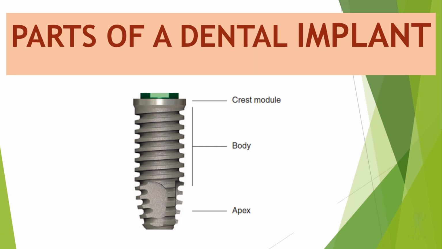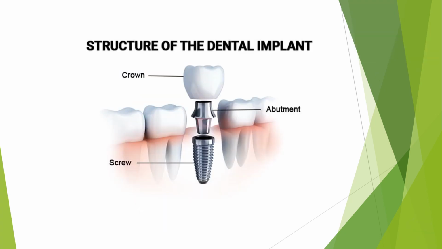Today, I am going to discuss a very important topic of implantology, that is parts of a dental implant. What is the structure of a dental implant? It consists of abutment, screw, and a crown.